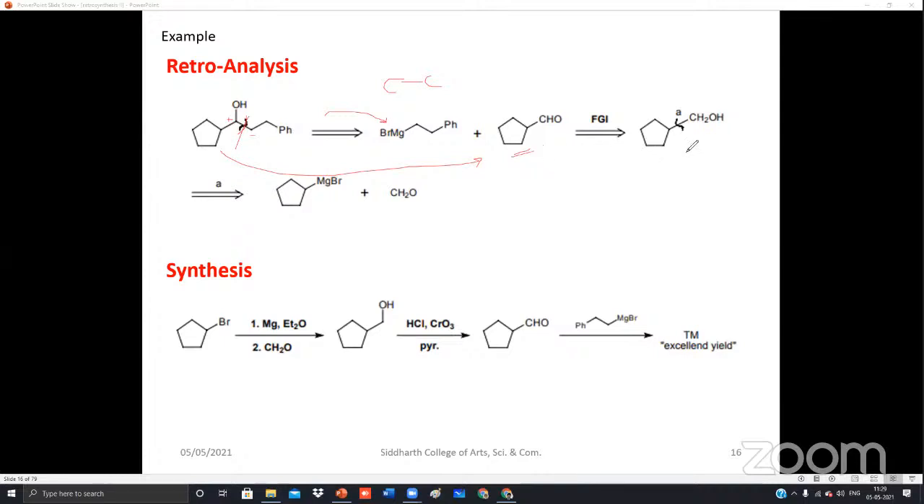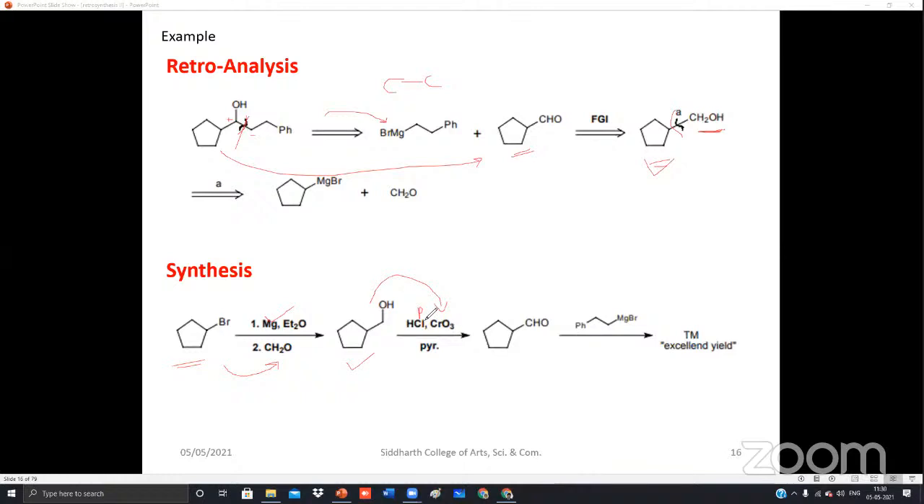Do the FGI, and that FGI will be the alcohol, that is primary alcohol. And disconnect over here and take this cyclopentyl magnesium bromide as a Grignard reagent and treat it with formaldehyde for the synthesis of primary alcohol. So we have started with the bromocyclopentane. When reacted with magnesium metal, in situ there is a formation of GR, which will be treated with formaldehyde. We will get the primary alcohol, then do the controlled oxidation, that is PCC.